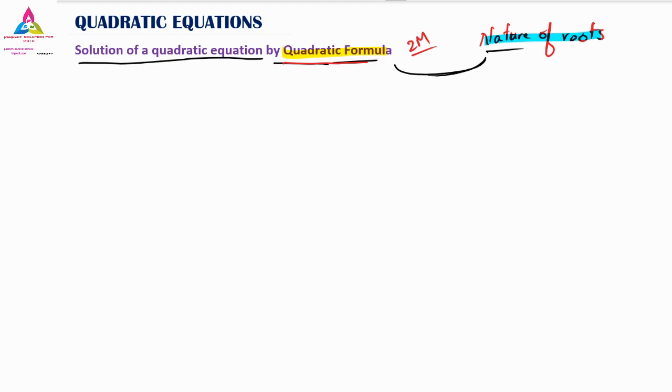So don't worry, nature of root will come next, and I will inform you about that. The 2 marks question is fixed. It may come from the quadratic formula, or it may come from the nature of root, any one. Next is nature of root, which I will teach you in the next class. But today we are going to learn the quadratic formula. Remember this, very important. All of you took that note?